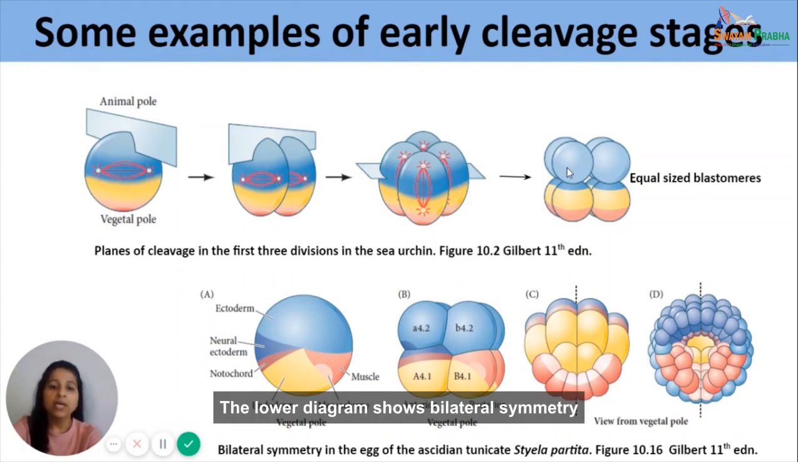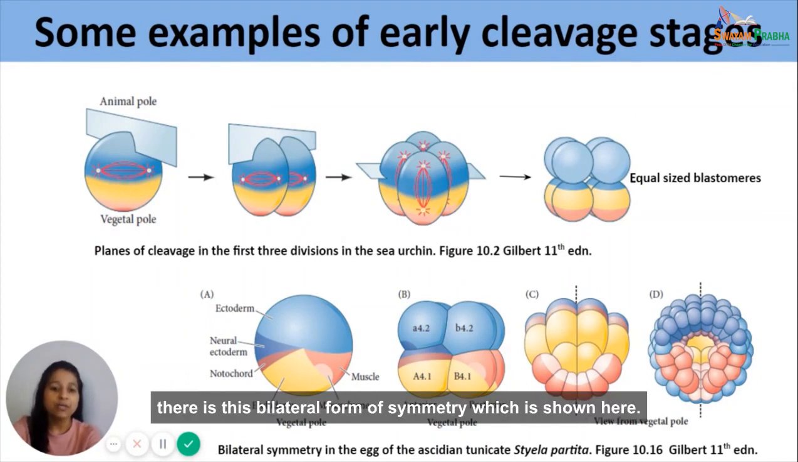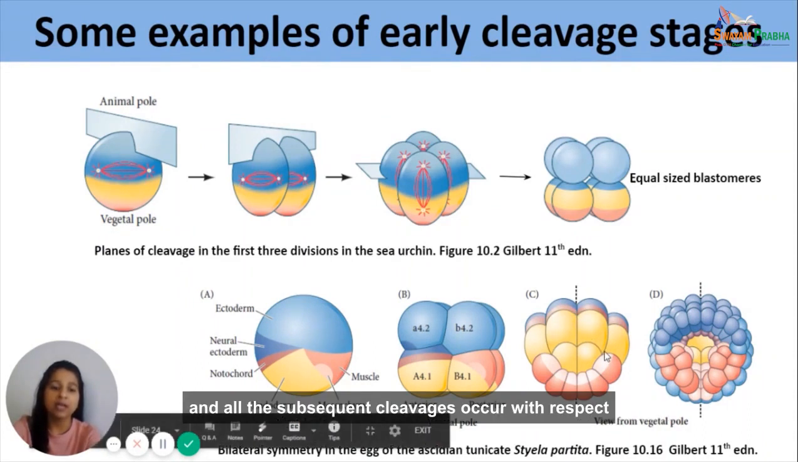The lower diagram shows bilateral symmetry in the egg of the ascidian tunicate Styela partita. Here we know that there is this bilateral form of symmetry which is shown here. The very first cleavage determines the bilateral symmetry pattern, and all the subsequent cleavages occur with respect to that first cleavage pattern.